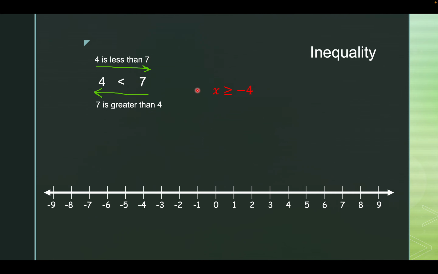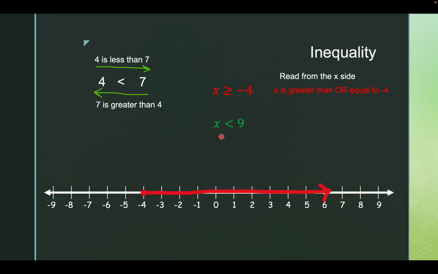If I have this inequality written, it says x is greater than or equal to -4. This is just saying any number we're talking about has to be greater than or equal to -4. This line underneath indicates an equal sign. So if we were to graph it, equal to means we could be equal to right at -4, so we need a closed circle. And all the numbers bigger than -4 would go off to the right.